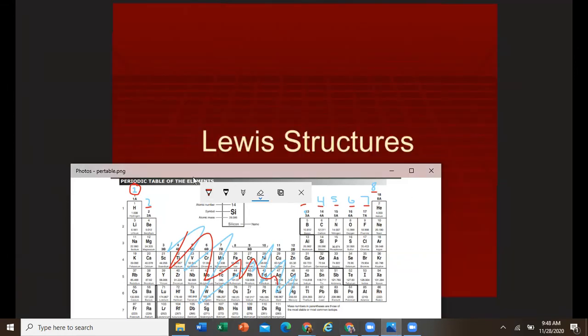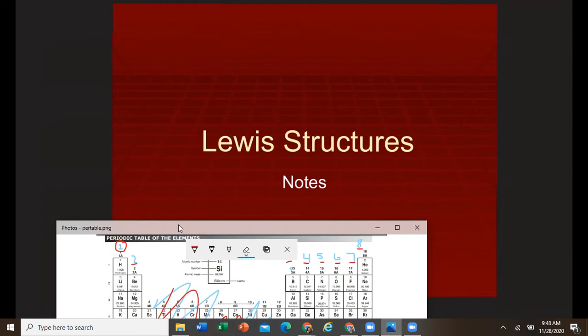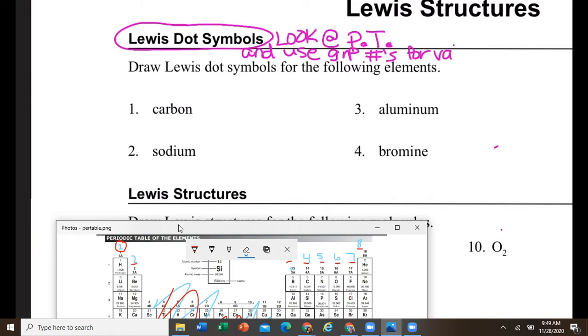Okay, so in this chapter, we're going to be going over Lewis structures. We've already done Lewis dot diagrams. Remember, Lewis dot diagrams refer to our valence electrons, and we're going to obtain that information from the periodic table. We're going to look at the periodic table and use our group numbers for valence electrons.